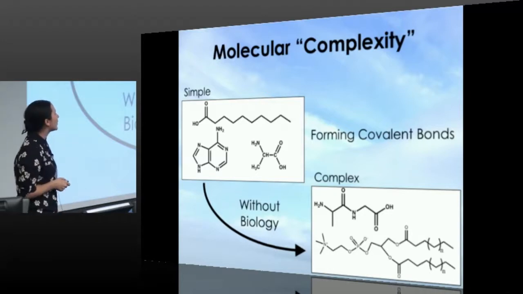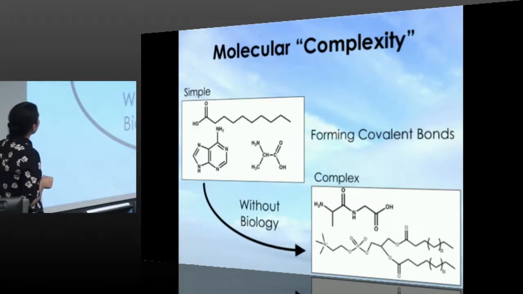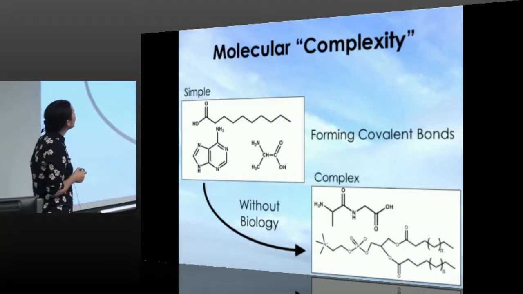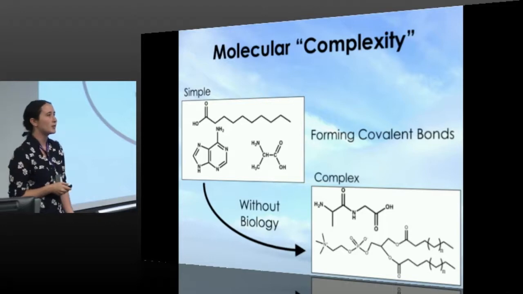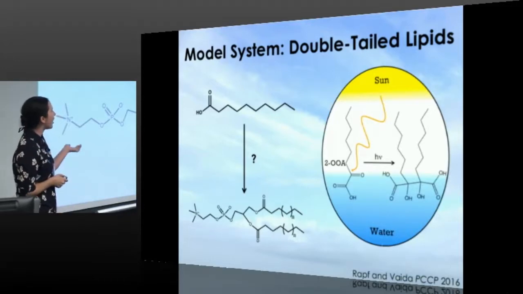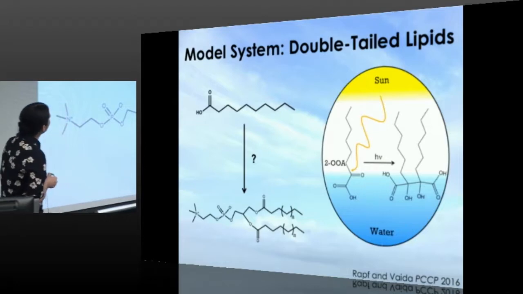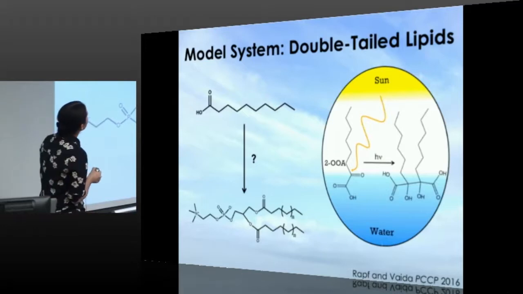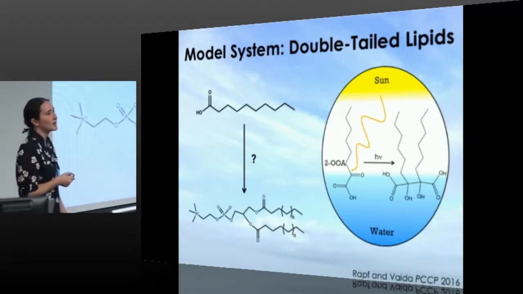So how do we form covalent bonds without biology in a prebiotic setting? If you have simple molecules, like our favorite fatty acids we've been talking about a lot, how did we get from those simple prebiotically available molecules to the more complex biomolecules that are actually needed for life? I'll be talking quite a bit about this model system for making simple double-tailed lipids, where we sort of are in an intermediate region of chemical space between these simple single-tailed fatty acids and the much more complex phospholipids that are in modern cells.